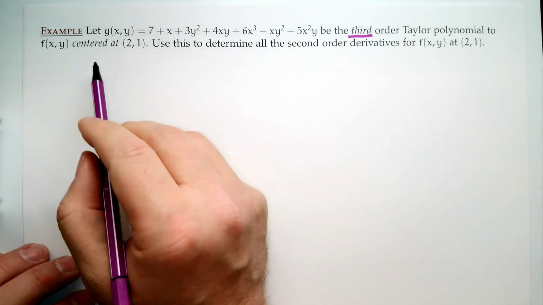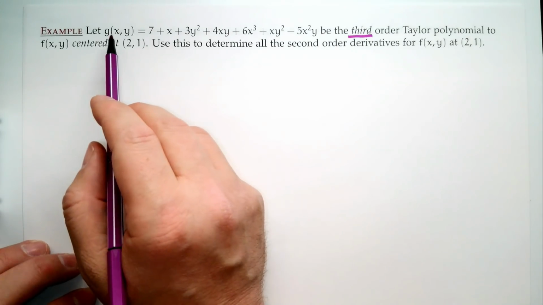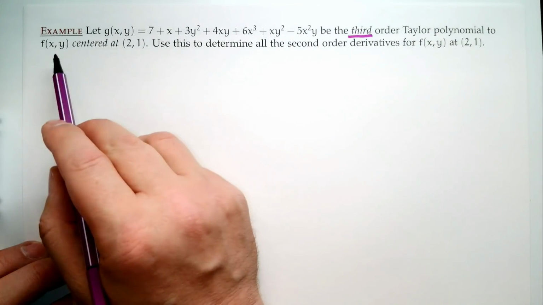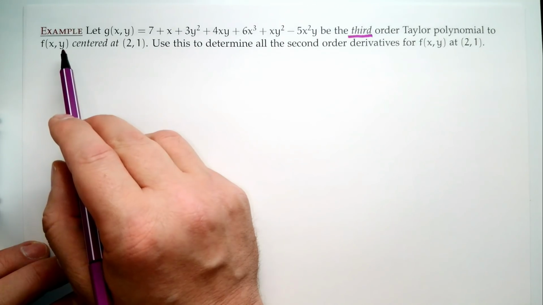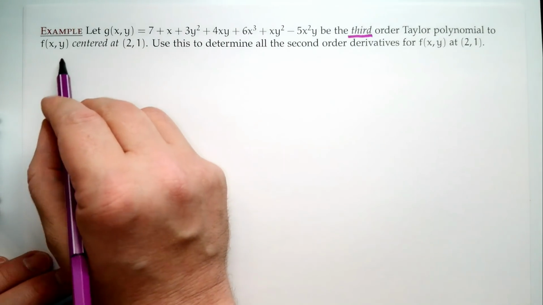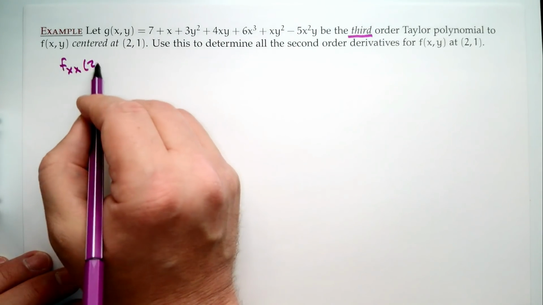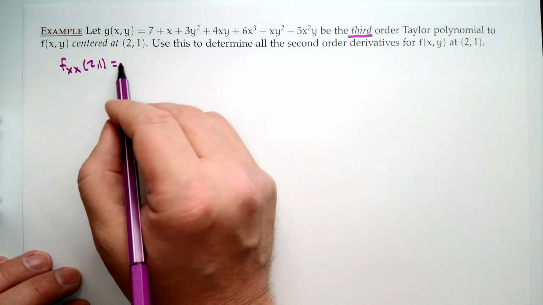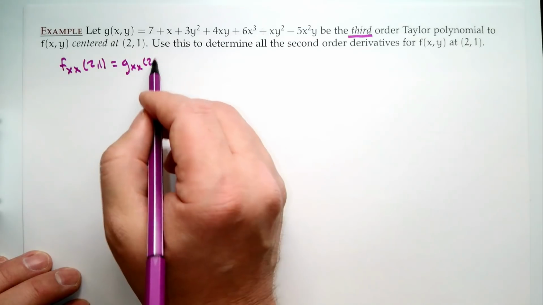The way this is set up is that the first, second, and third order derivatives for g match the first, second, and third order derivatives for f. That's what it means to be a third order Taylor polynomial. So if I want to find f_xx at (2, 1), which is where I'm centered, it's going to match what g_xx at (2, 1) is.